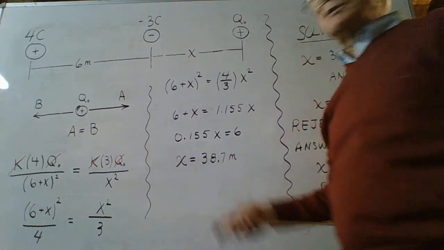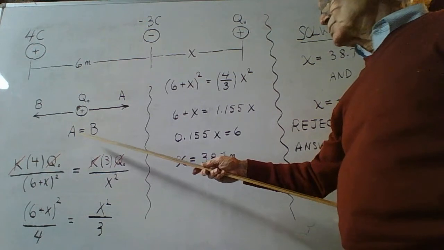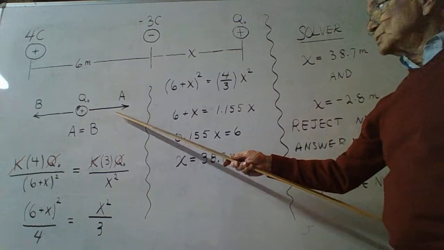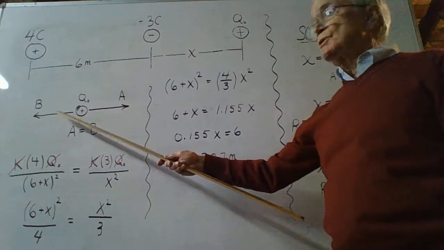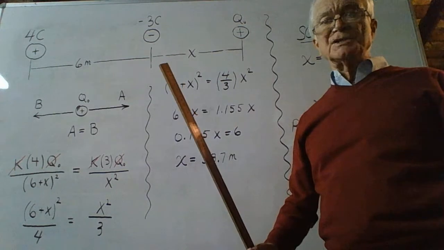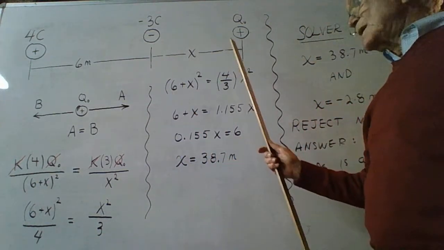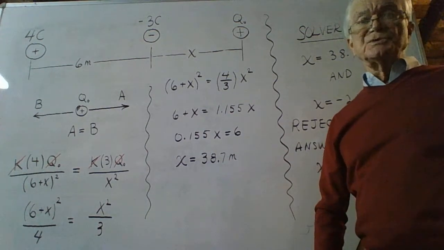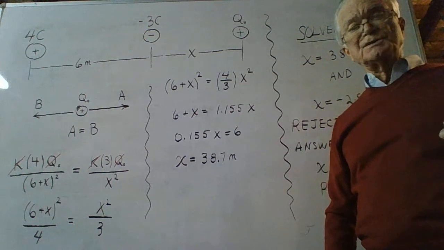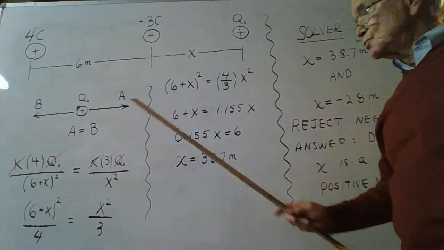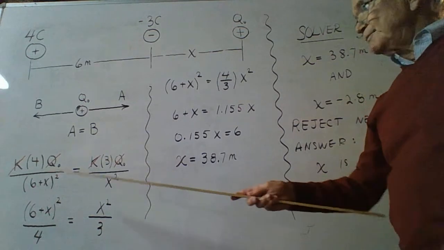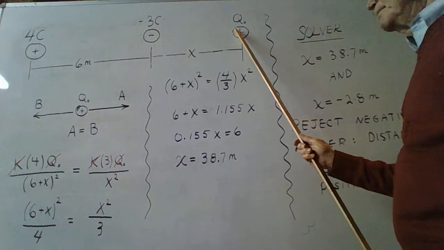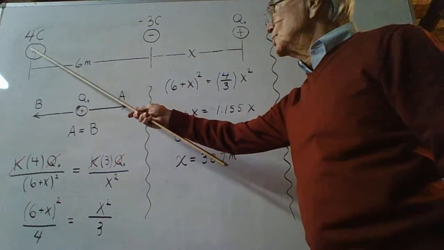Those two forces must be equal in magnitude, so that a push to the right is counteracted by a pull to the left, so that the forces are in balance. So the force A must match the force B. A and B, keep in mind, are the magnitudes of the forces, absolute values of the forces, the positive numbers. And so we set A equal to B. Force A is the push on the positive test charge by the 4 coulomb charge.